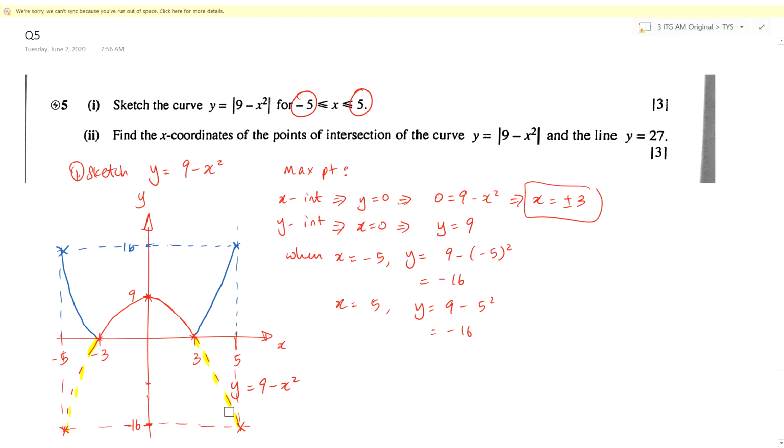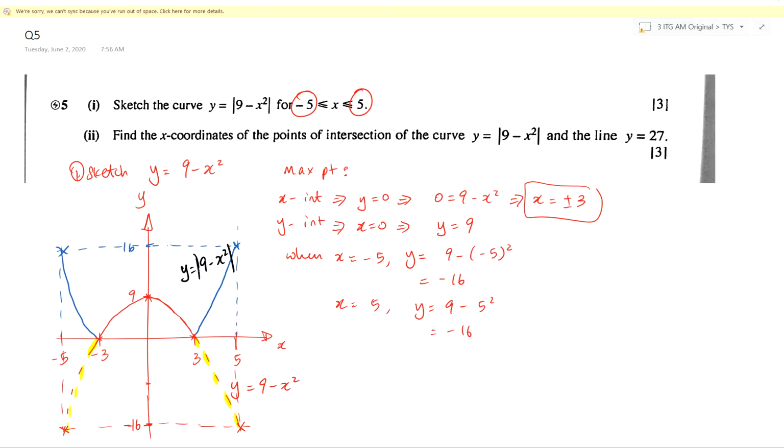So here we have the graph of y equals to modulus 9 minus x squared. And this gives us 3 marks. Standard steps to follow. Okay, next.